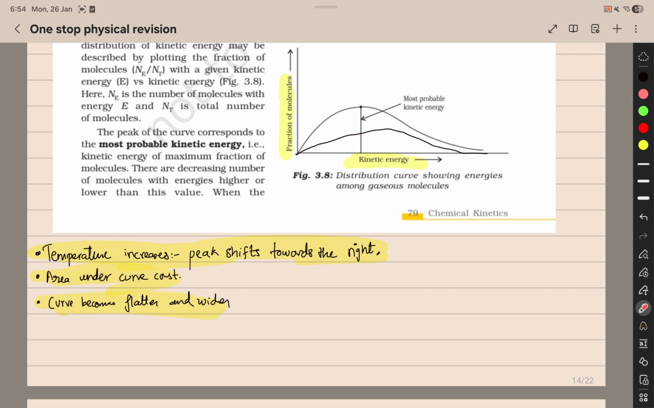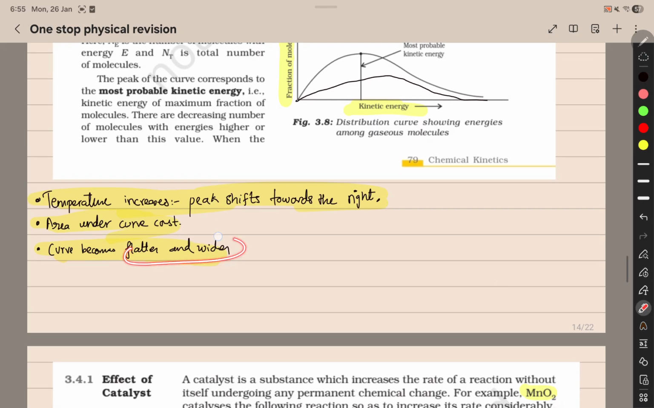It doesn't really change in size, right? It just shifts, and the curve gets broader. The area is just distributed in a different way. So the area of the curve stays the same, but the curve becomes flatter and wider.